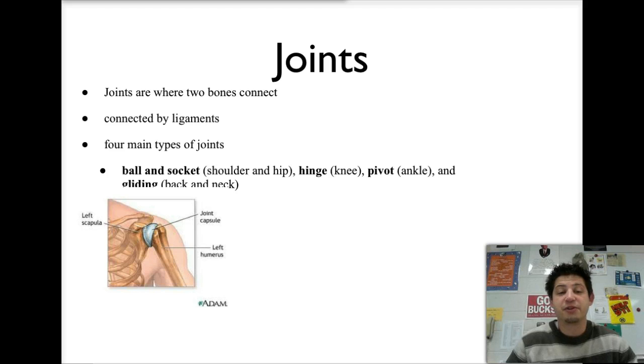There are 4 main types of joints, and you have probably learned that in elementary school. You have the ball and socket. Think of your shoulder and your hip. If you take a look at this picture here, this is a ball and socket. And a perfect example of the hinge joint would be your knee. You have a pivot joint, which is the ankle, and a gliding joint. It just glides back and forth. That's your back and your neck.